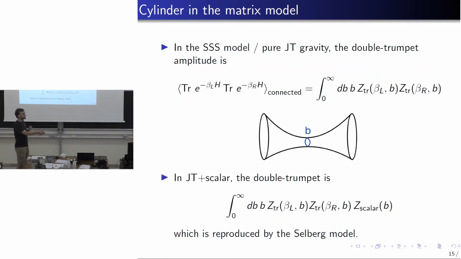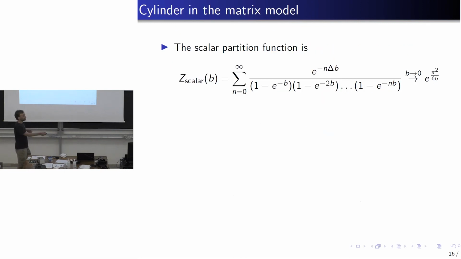This is just another slide where I write down the formula for the double trumpet. And here's the scalar partition function that you would include when you add matter. So the point is that the Selberg model reproduces this, but to be more precise, each kind of sum of diagrams is reproducing one term in this series. And we checked it explicitly for n equals 0, 1, 2, and 3. And then we believe the answer kind of extrapolates out.